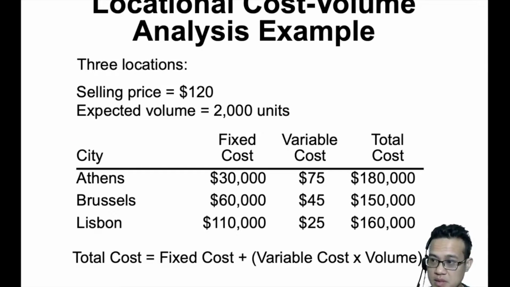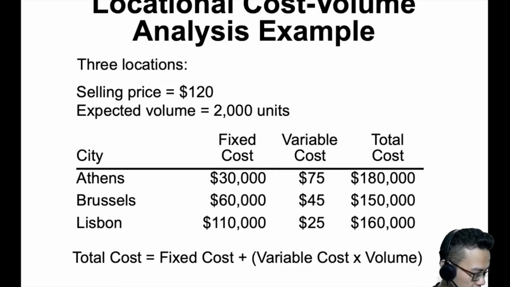This is one example where Ismail Mohabi, the owner of European Ignitions Manufacturing, needs to expand his capacity. He is considering three locations for his new plant: Athens, Brussels, and Lisbon. The company wishes to find the most economical location for an expected volume of 2,000 units per year. The approach is that Mohabi conducts a location cost analysis, and to do so, he determines that the fixed cost per year is 30,000, 60,000, and 110,000 respectively.